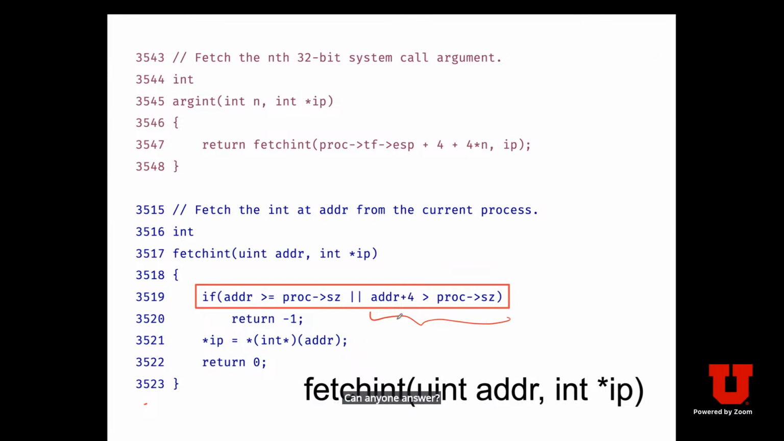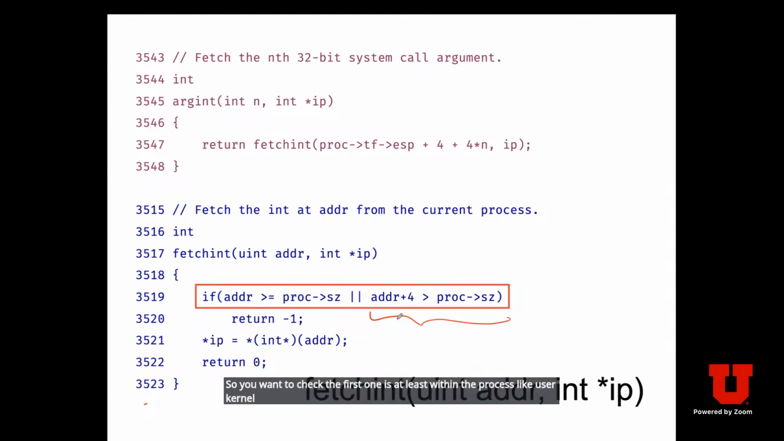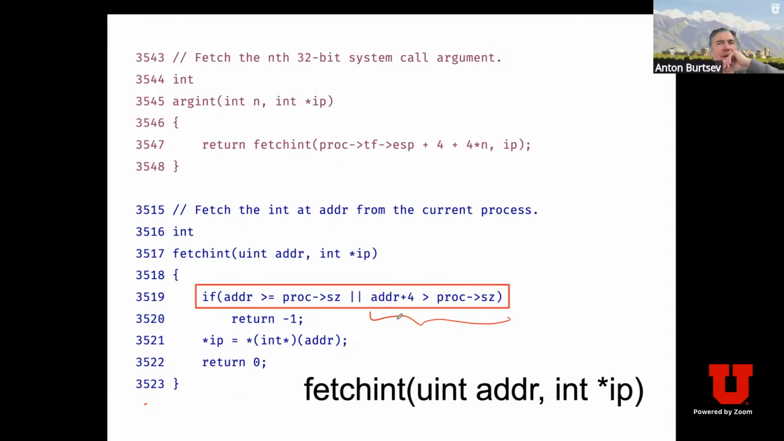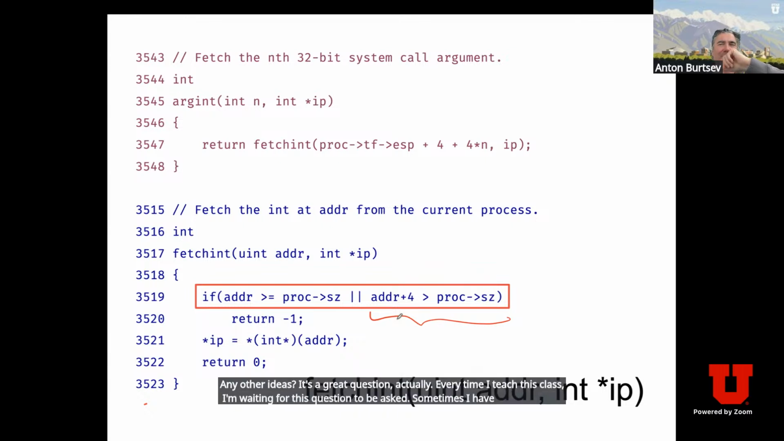So you want to check that the first one is at least within the process, like the user kernel address space, wherever you are, but you also want to make sure that the next one at least is able to be within the process space. I don't know, that kind of sounded dumb when it came out, but any other ideas? It's a great question, actually. Every time I teach this class, I'm waiting for this question to be asked. Sometimes I have to bring it back myself. So great thing for asking.